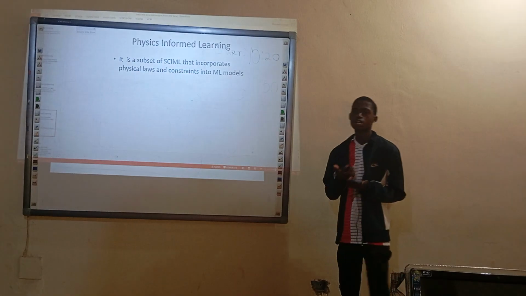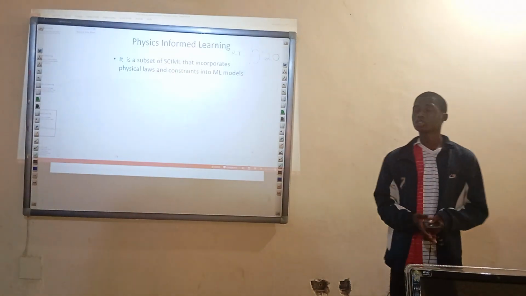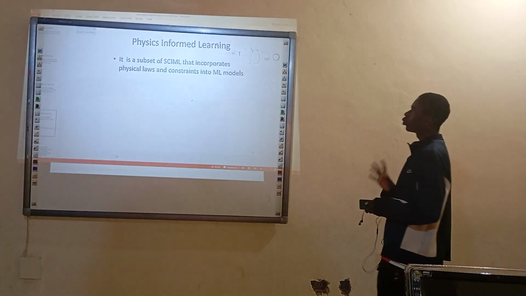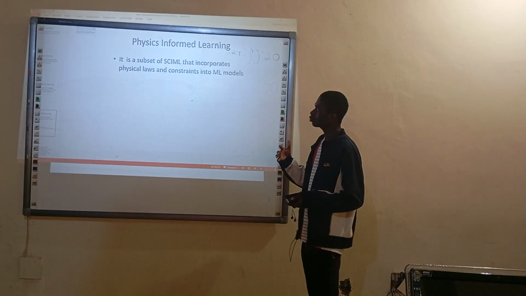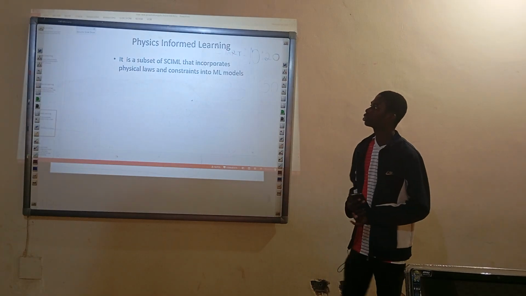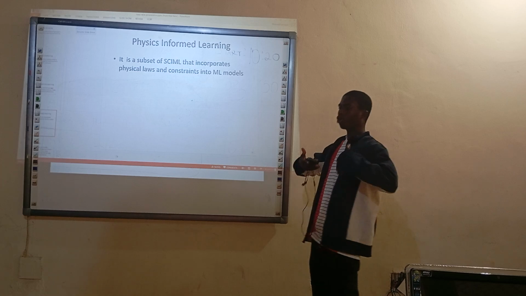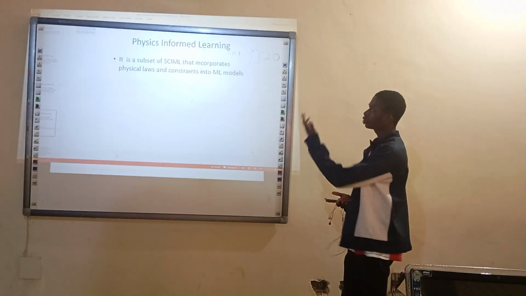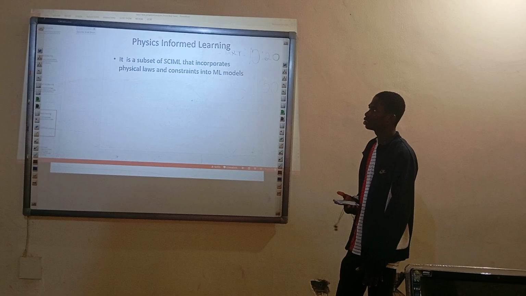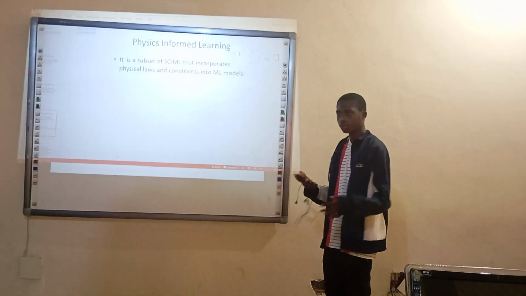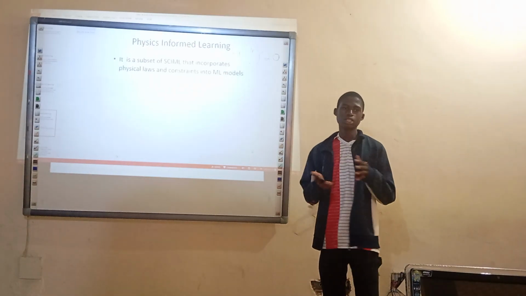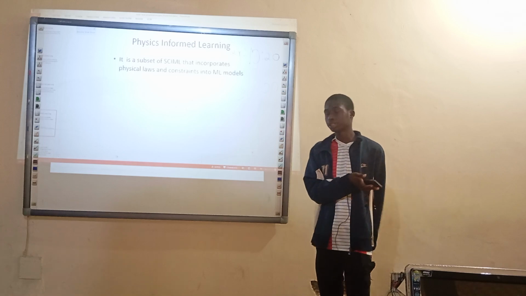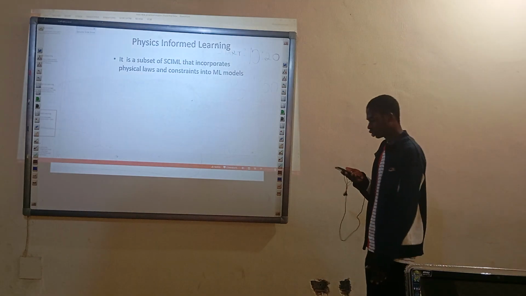But what are its benefits? Improved accuracy. Remember that one challenge and limitation of scientific machine learning was that it was uninterpretable. We could not understand it. So introducing physics informed learning makes it more accurate. It makes it more understandable. So it counters the problem of interpretability in scientific machine learning.